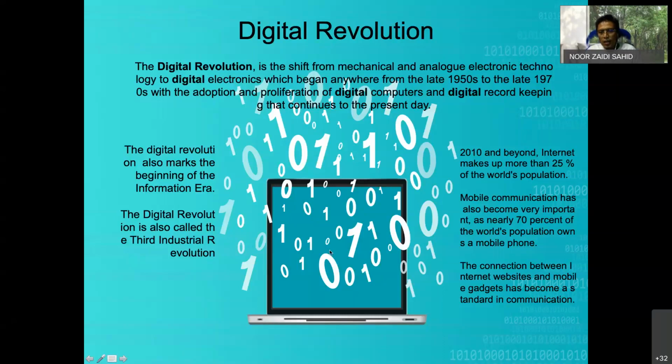In 2010 and beyond, we know that internet makes up more than 25% of the world population. And mobile communication has also become very important as nearly 70% of the world population own mobile phones. And the connection between internet websites and mobile gadgets has become a standard in communication. So ini yang kita ada pada hari ini.